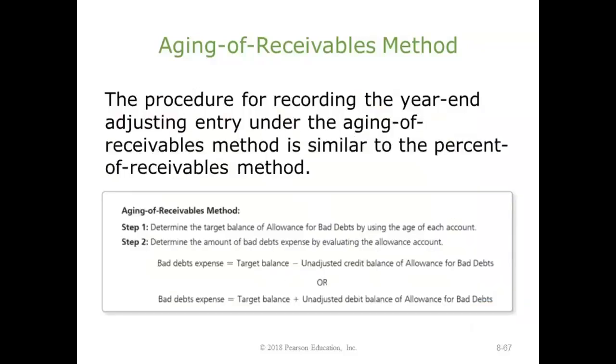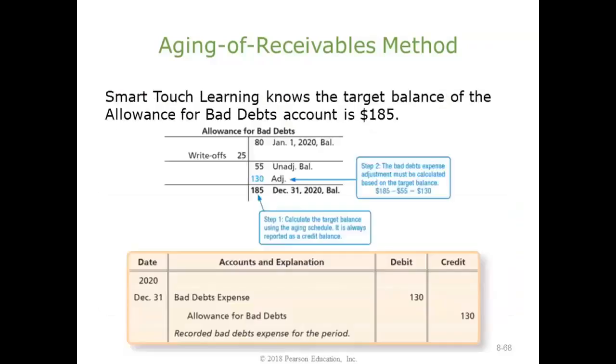And then we'll determine the amount of bad debts by evaluating the allowance account. In this case, we've determined that my allowance for bad debts should be 185 at the end of the year. In reality, we only have $55 in the unadjusted balance. So what we've got to do is figure out the difference. In this case, the difference is $130. At that point, we're going to make a debit to bad debt expense and credit the allowance for doubtful accounts, or allowance for bad debts, by $130 also.